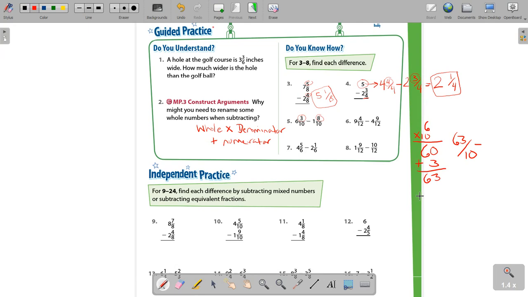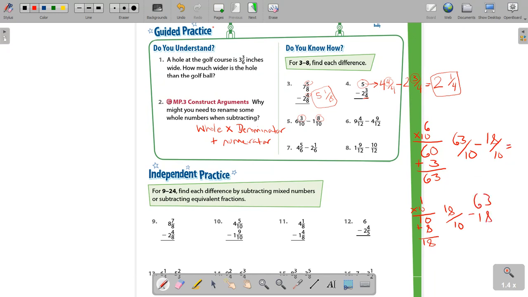Now we're going to do the same thing with the other mixed number, this one right over here. So 1 times 10 is going to be 10, plus 8 is going to be 18. You're going to keep the denominator, so it's going to be 18 over 10. So now you've got 63 over 10 minus 18 over 10. Now all you have to do is figure that out.